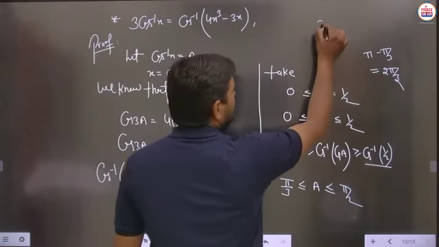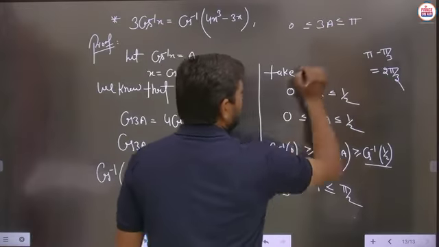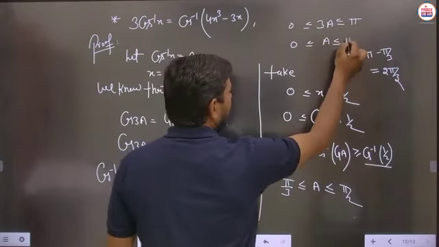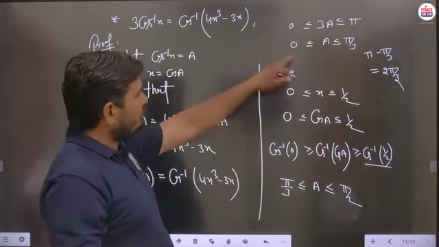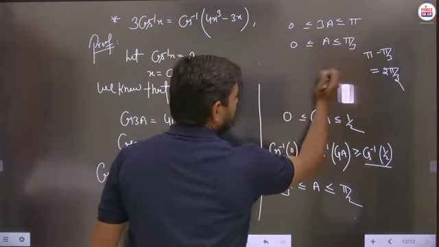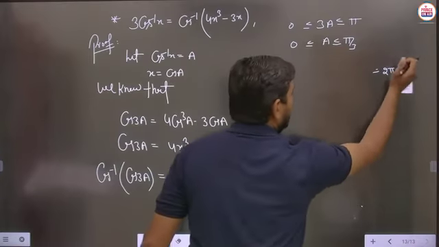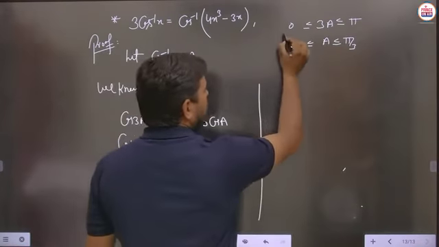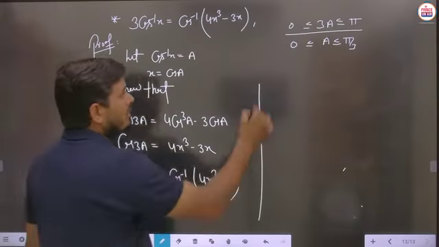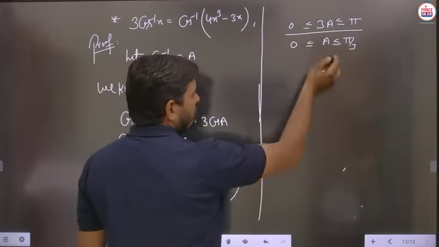So you can say that this 3a will be taken from 0 to pi. So this a will be taken from 0 to pi by 3, because we have to divide by 3. According to this situation you will calculate the interval of a, or you can take the value of x. First of all 3a will be taken from 0 to pi as per the principal range of cos inverse. Now this 3 is divided, then it is found to be 0 to pi by 3.